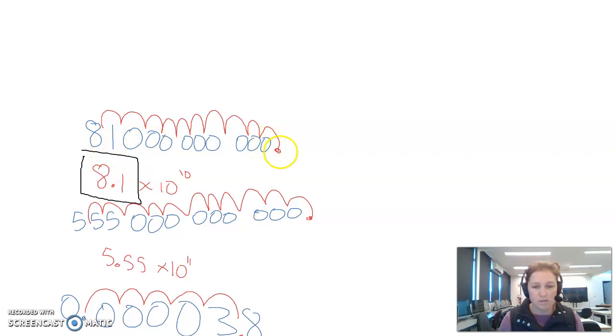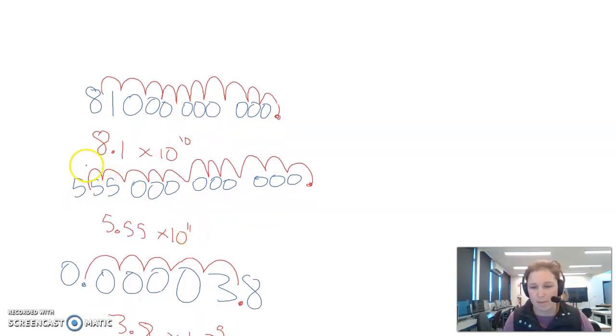And if you move the decimal place from here to here, let's see how many jumps you do. 1, 2, 3, 4, 5, 6, 7, 8, 9, 10. So that is why it's 10 to the power of 10. It's always 10 to the power of something, and you just have to count how many jumps you do. Okay? Hopefully.